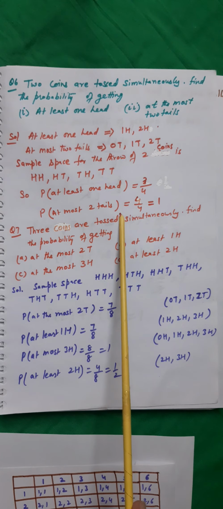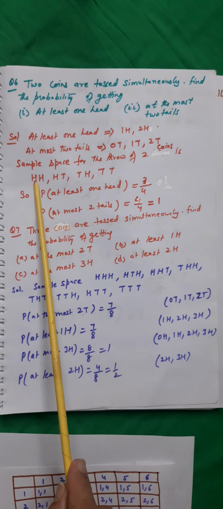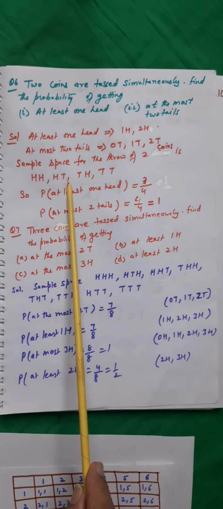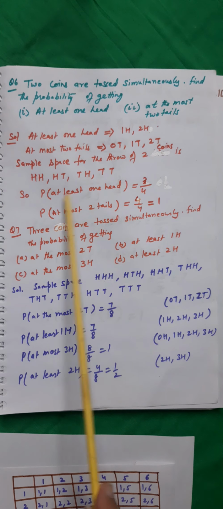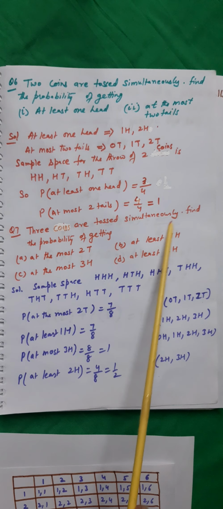Probability of at the most 2 tails. At the most 2 tails means maximum 2 tails. So that can be 0 tail, 1 tail, 2 tail. All will be favorable. So 4 upon 4, which is equal to 1.